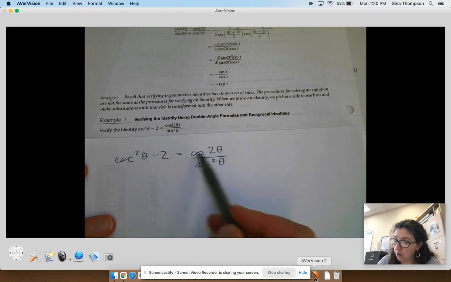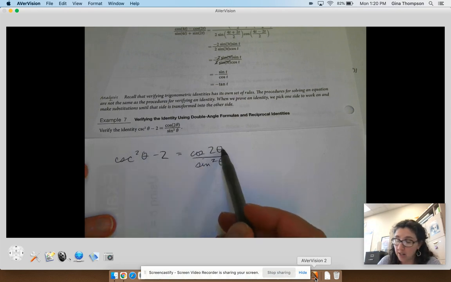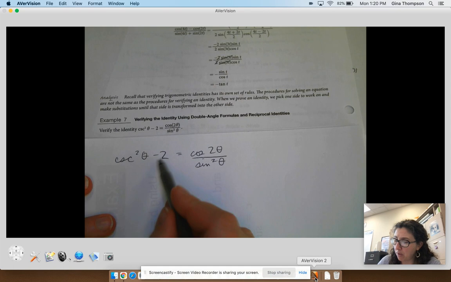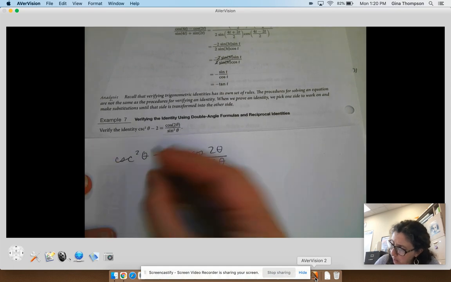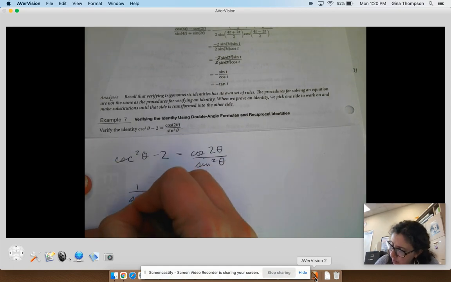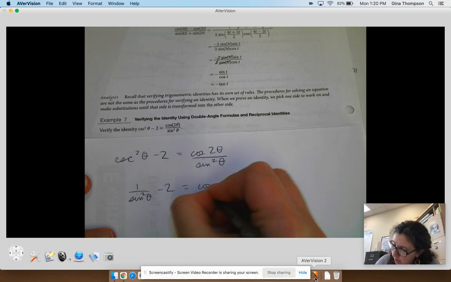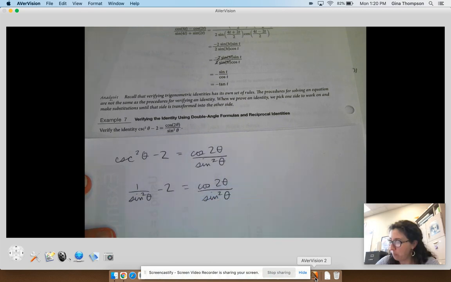So here we have a double angle. We're going to have to deal with that at some point. We maybe could use a power reduction. I'm going to start by writing this in terms of sine and cosine. So I'm going to write this as 1 over sine squared theta minus 2 equals cosine of 2 theta over sine squared theta. Okay.